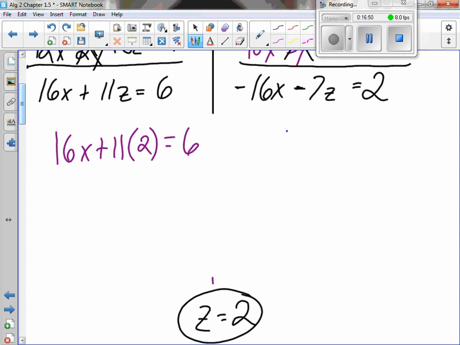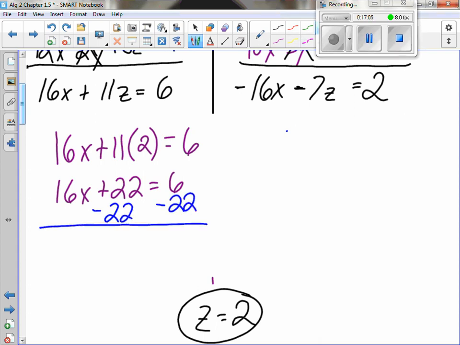Now I have an equation with one variable, yes? 11 times 2. Then we would subtract 22 from each side. 16x equals negative. So 16 plus 6 is? So sometimes if it's hard to wrap your brain around doing that, I sometimes go the opposite direction. What plus 6 gives me 22? 16. You're good.